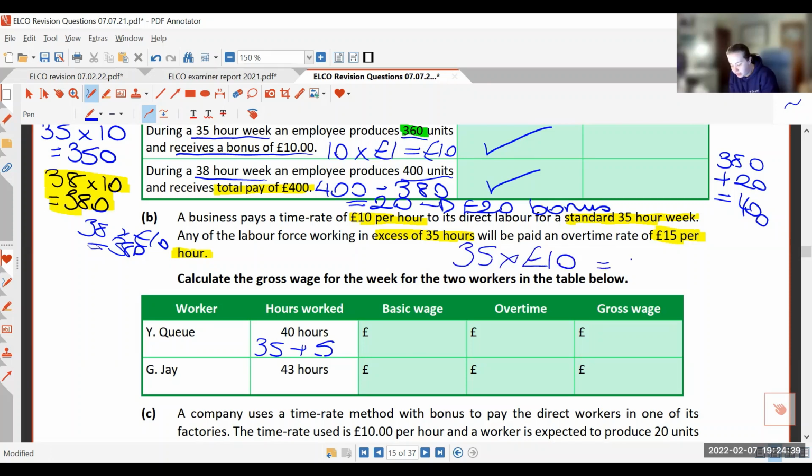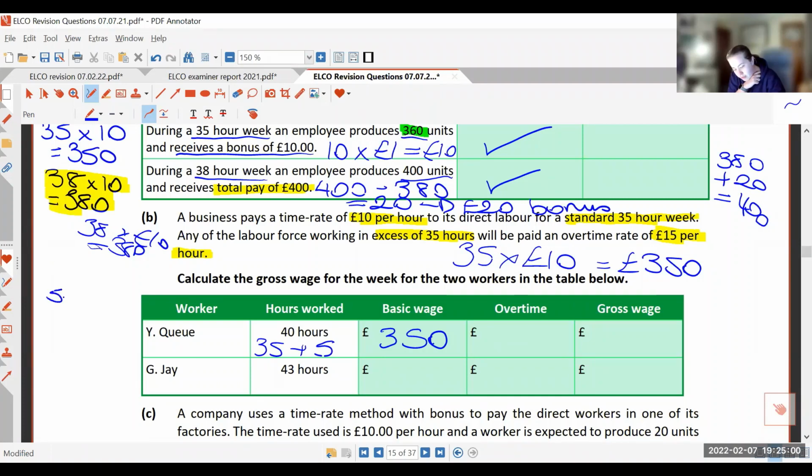So they're all going to get £350 a week. So for YQ, we know that their basic wage is £350. The overtime calculation becomes a bit more tricky. I'll do it over here on this left-hand side.